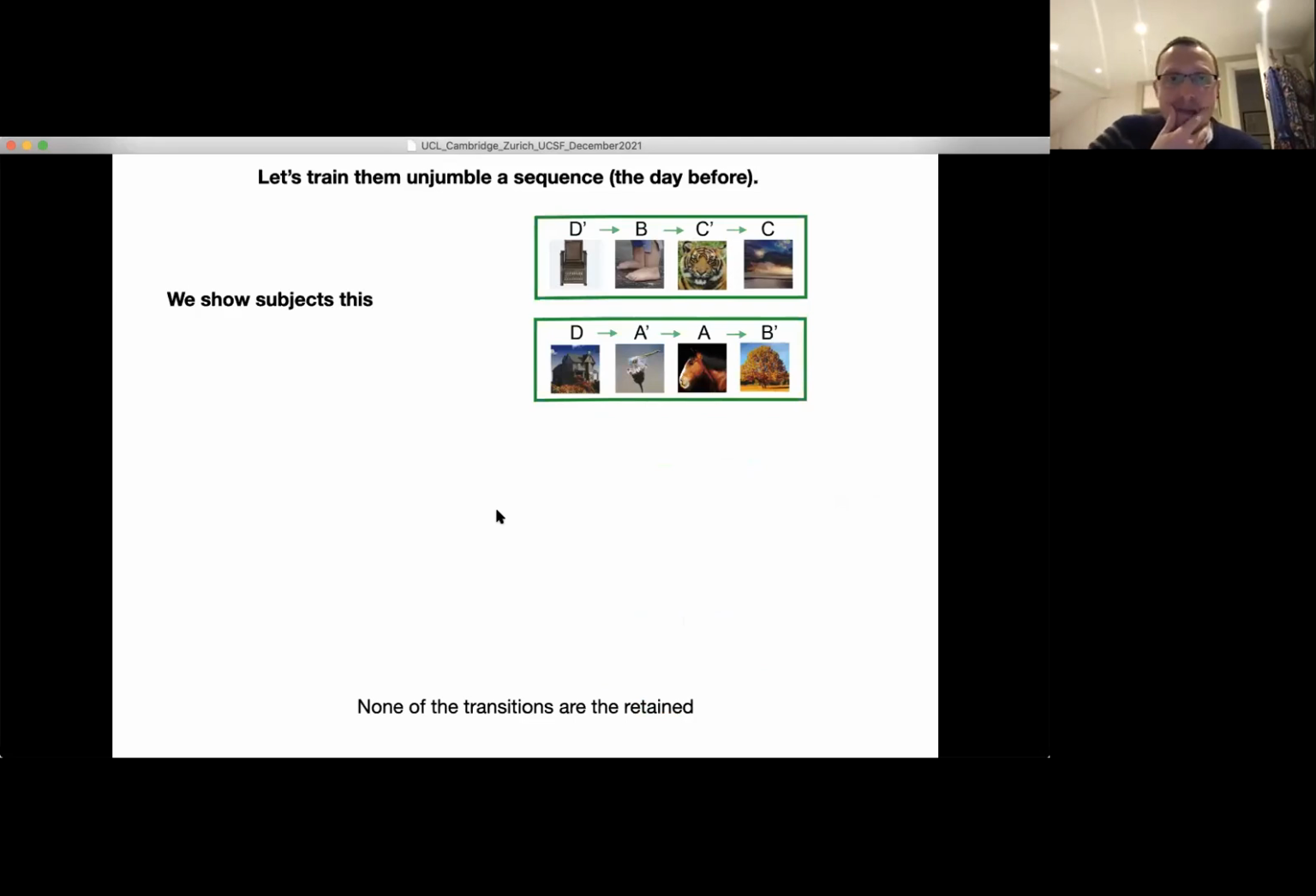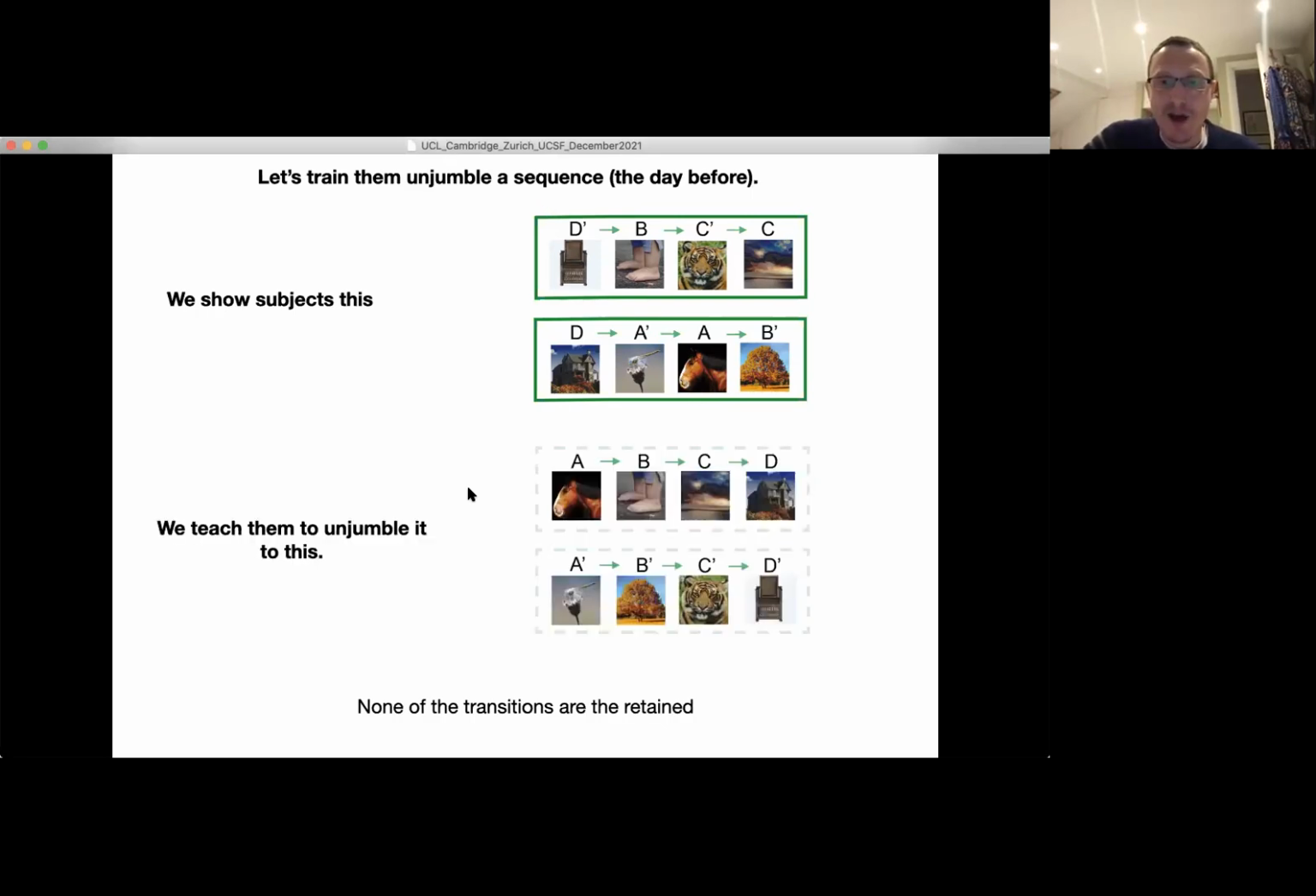Okay, so this is how we ask that question. We show them some sequences that we're not interested in, but which have a mapping to sequences that they are interested in. We do this the day before, and we train them on this mapping. It's literally like, this one up here, the first one in the first sequence, gets moved down here to the last one in the second sequence, right? They learn this whole mapping the day before.